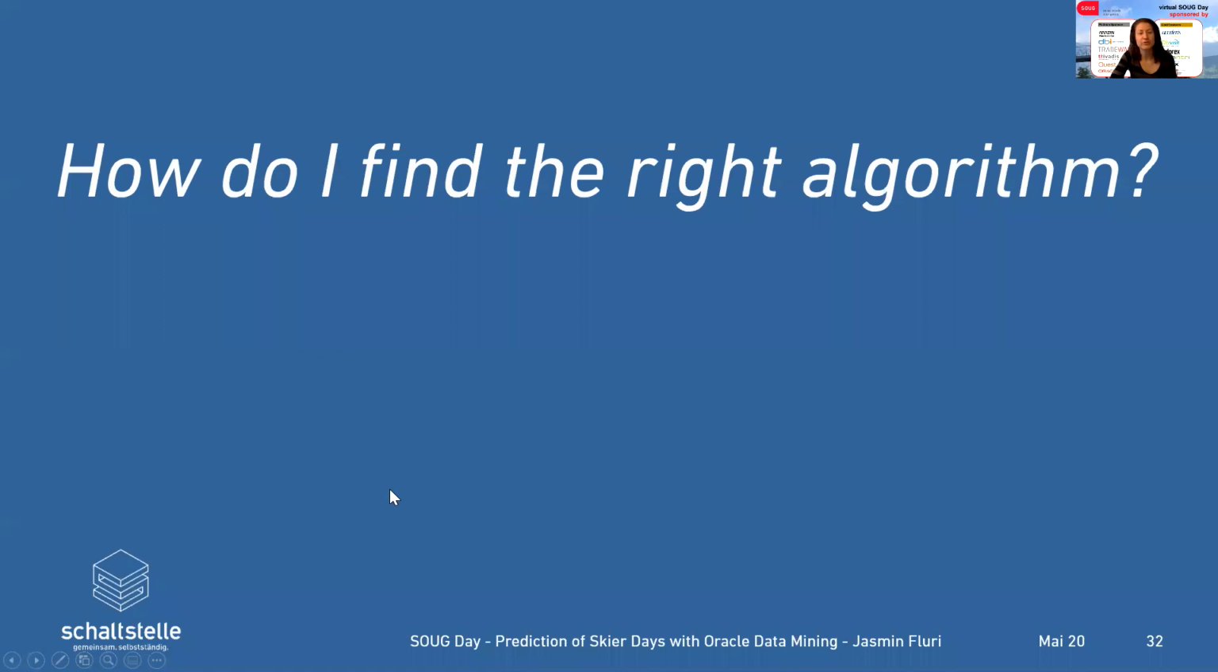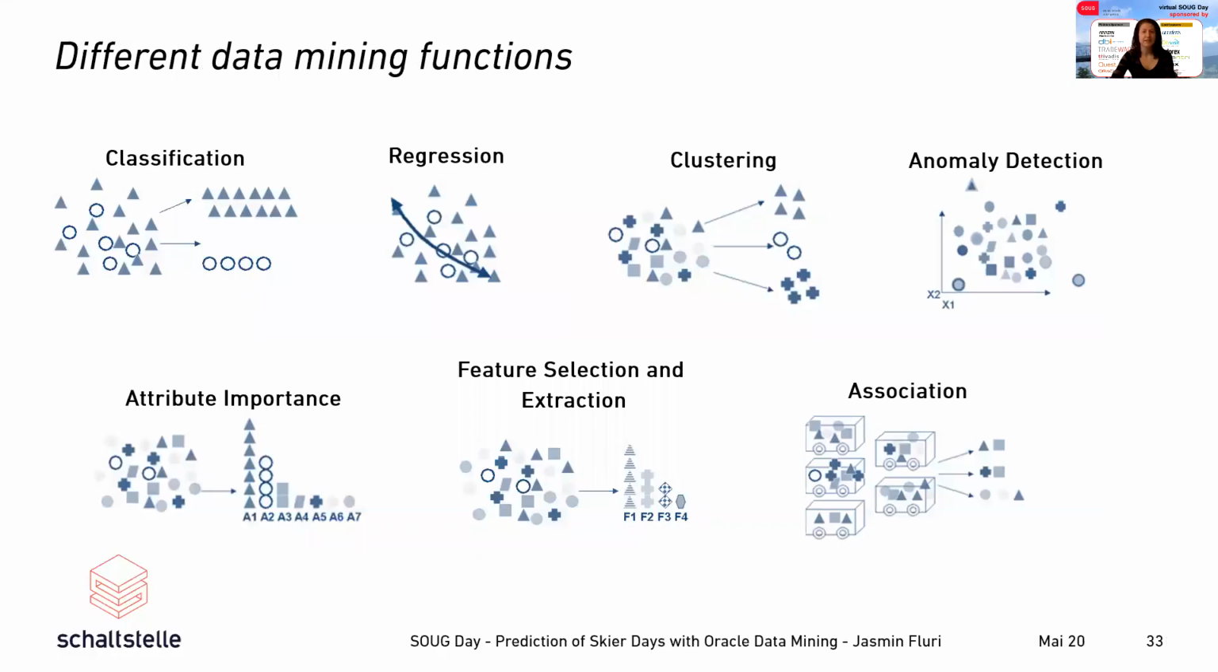How are we going to find the right algorithm for our data mining model? There are many different types of data mining functions. Each of them can have multiple possible algorithms to choose from. So which function that is available in the Oracle data mining is the right one for our question, which can be used as a prediction model for skier days?